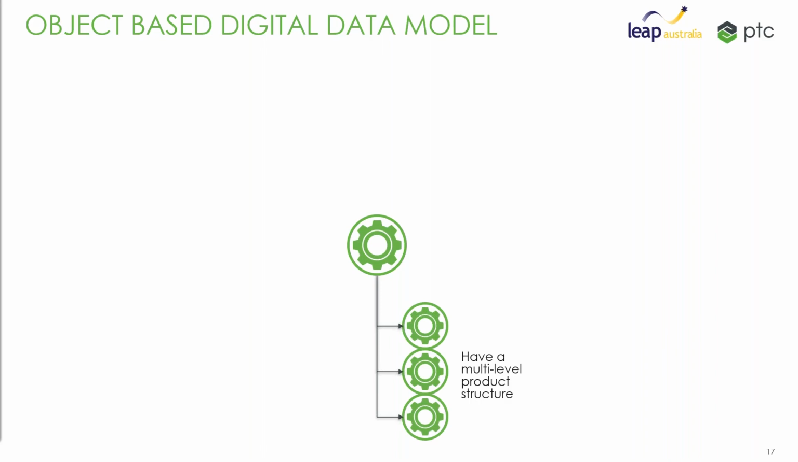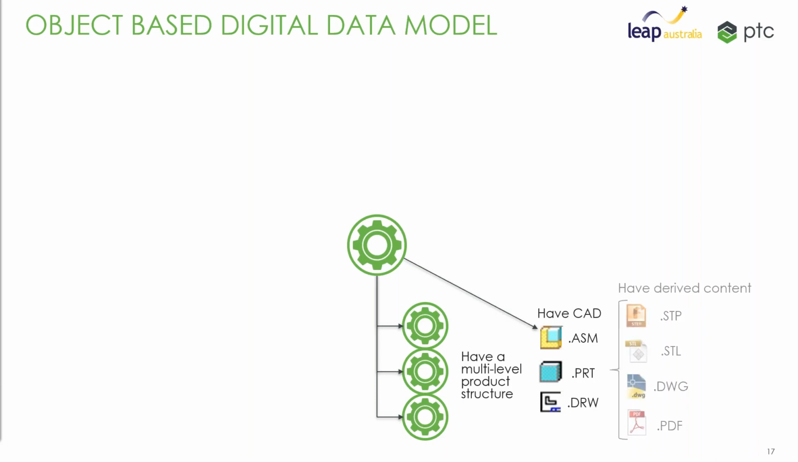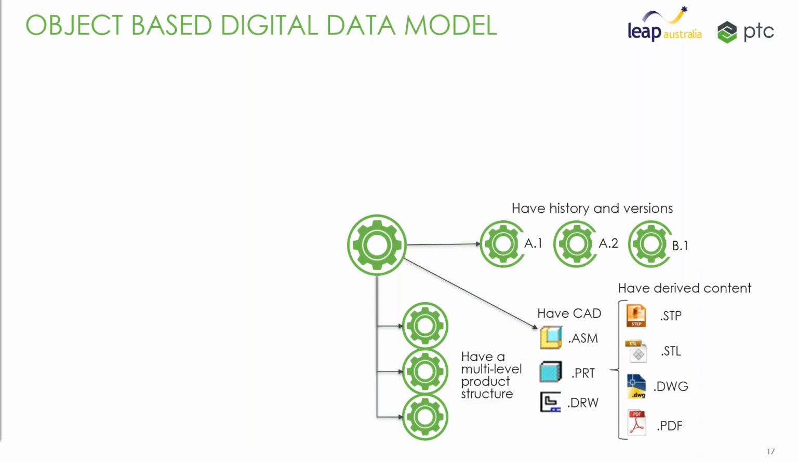So it might not just be a single part; it'll be part of a structure. It could have 3D CAD information or CAD information that describes that. Here we're seeing some Creo information, assemblies and parts and drawings. There might be derived content coming from that. We have history and versions of that.